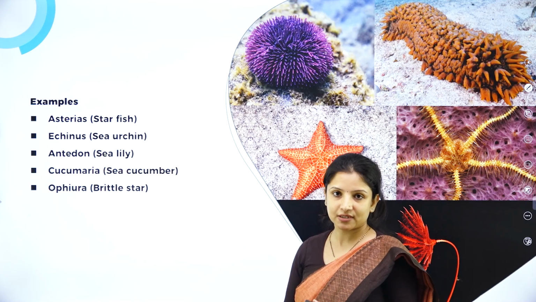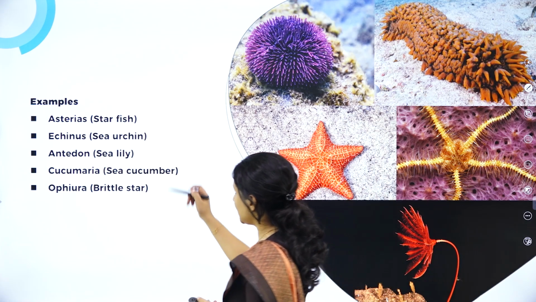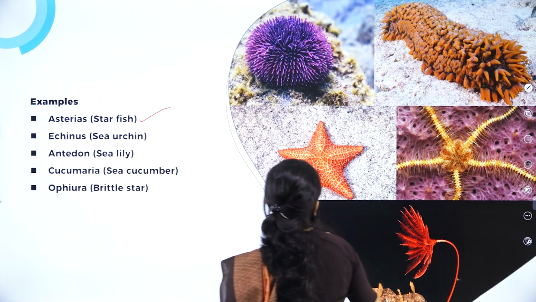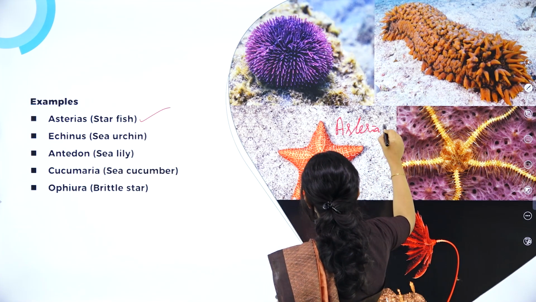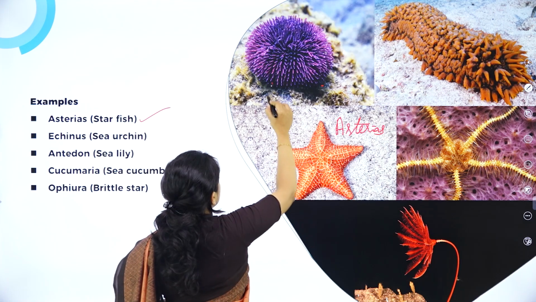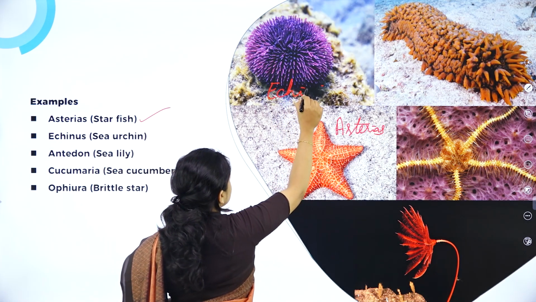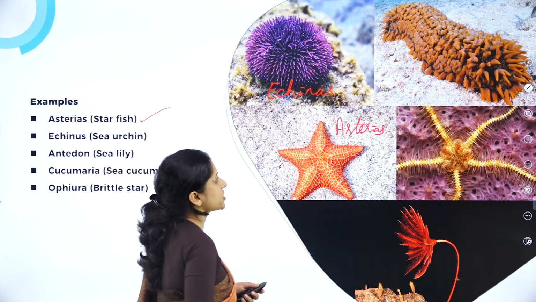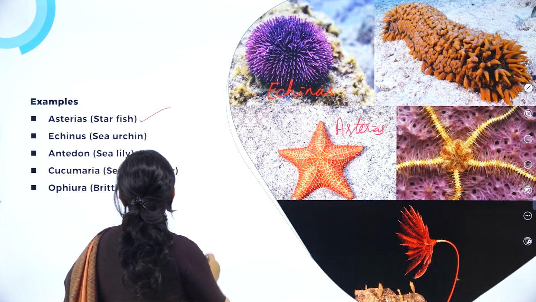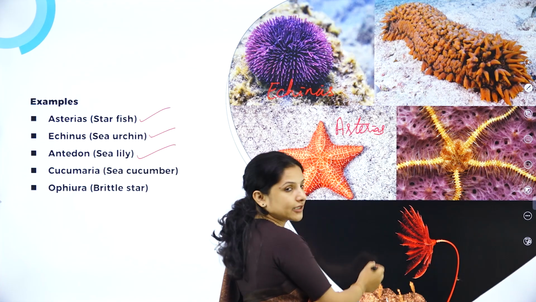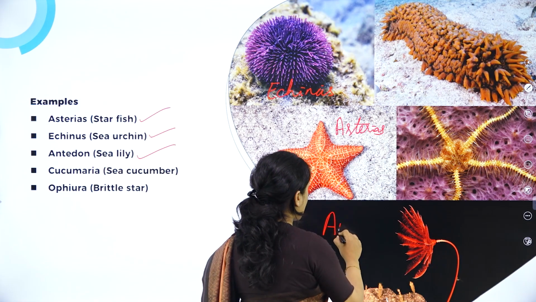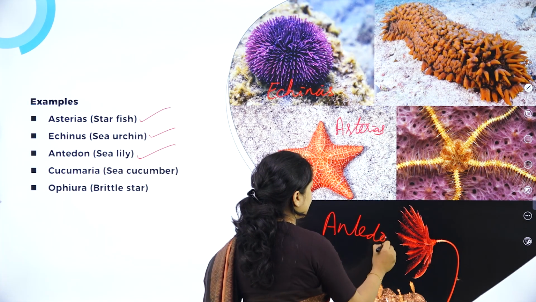Some of the examples under echinoderms: asterias, which is starfish. So this is asterias, starfish. So this is echinus, which is sea urchin, and sea urchin can be of different color. Then we have antedon, that is sea lily. So it looks like a lily flower. So this is antedon, it is sea lily.